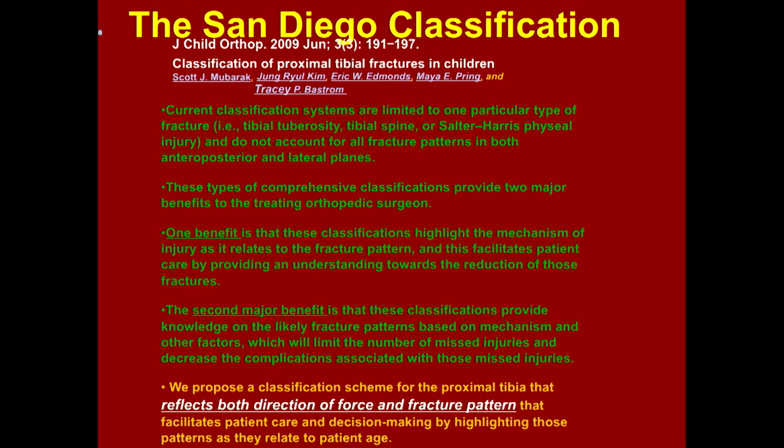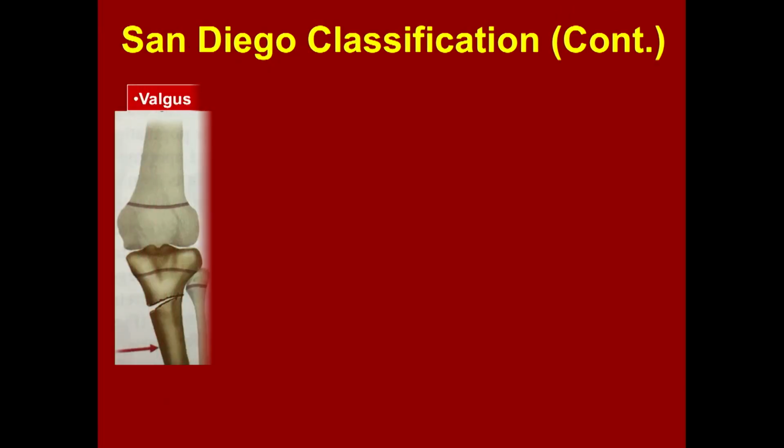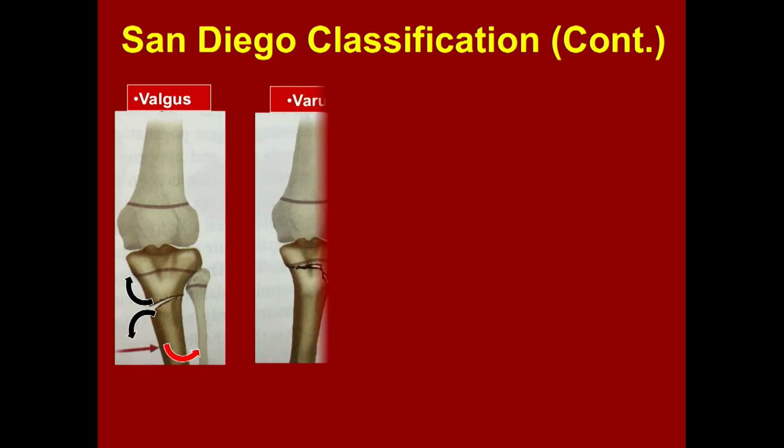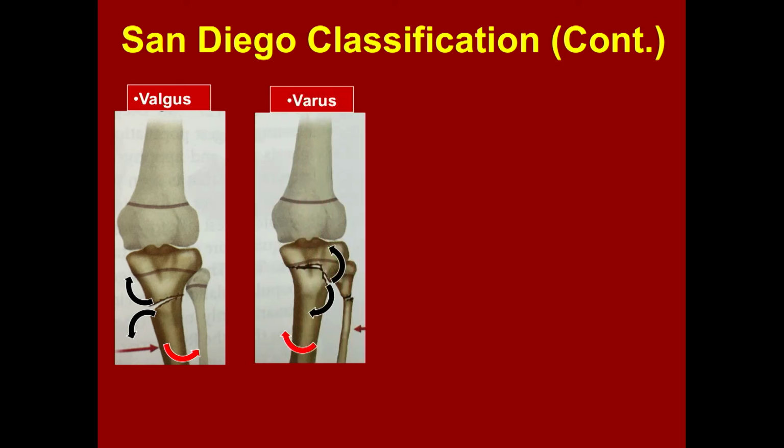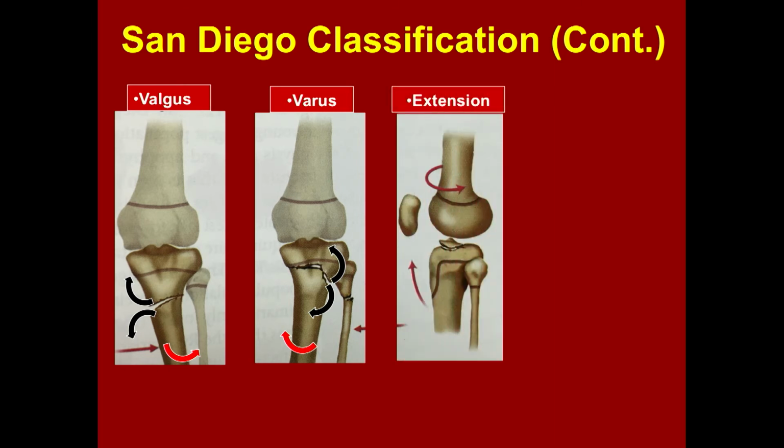So they propose a classification that reflects both the direction of the force and the fracture pattern, and that's important in your treatment. This is their classification. They have 4 basic types of proximal tibial fractures. There's a valgus injury, and this often occurs in the weaker metaphyseal bone. It opens medially. And this, of course, is a varus injury, and often you have a Salter-Harris 2 type of fracture. It opens laterally.